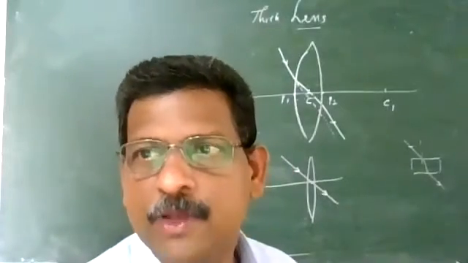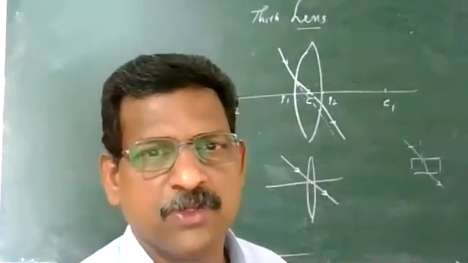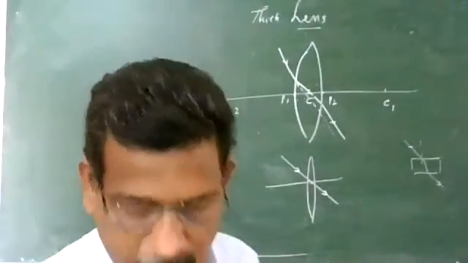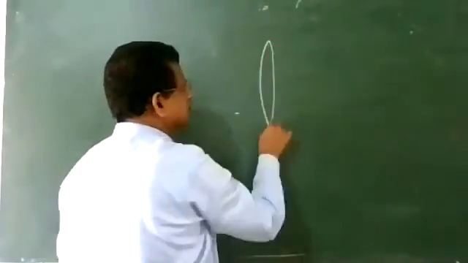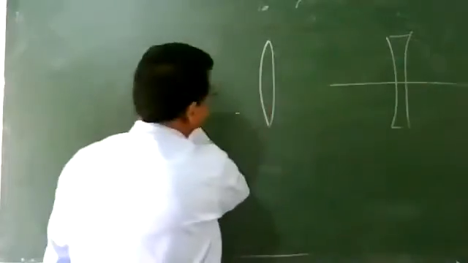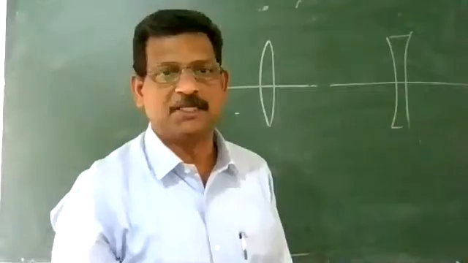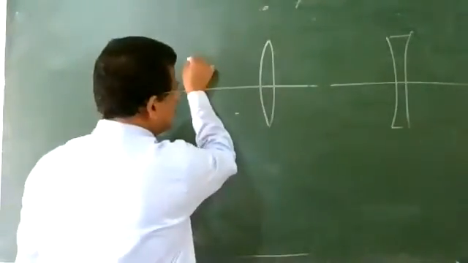Next point, we have to define the focal length and principal focus of a lens. These are 10th class topics. For revising, what is the meaning of principal focus? Let us take a convex lens and a concave lens with the principal axis. The object is at an infinite distance, say the sun, so the rays are parallel to the principal axis.